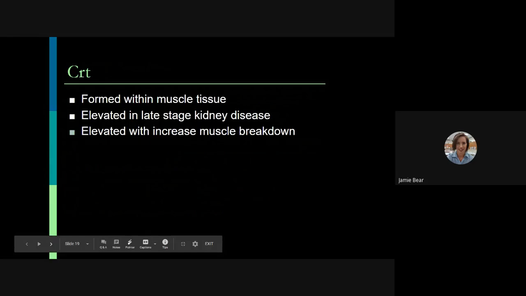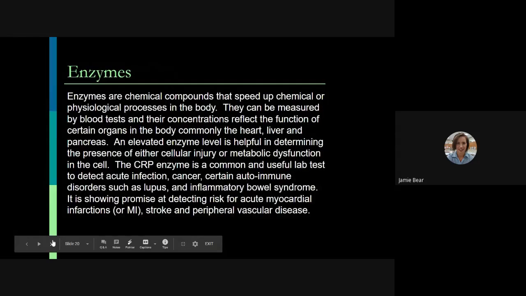Creatinine is formed within the muscle tissue, and it can be elevated in late-stage kidney disease because it will be elevated with an increase in muscle breakdown. So once again, this isn't a great lab value to assess kidney function because it happens in later stages.